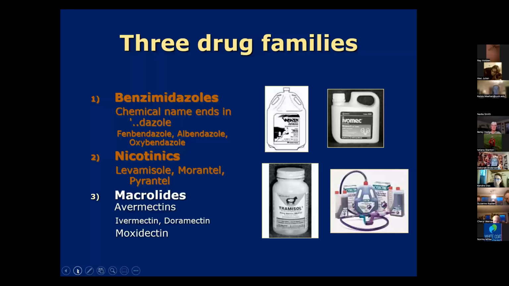And then the third chemical family available to us in the United States is your macrolides, which include your ivermectin and your Cydectin and various other drugs. And so we'll talk about those in individual detail next.